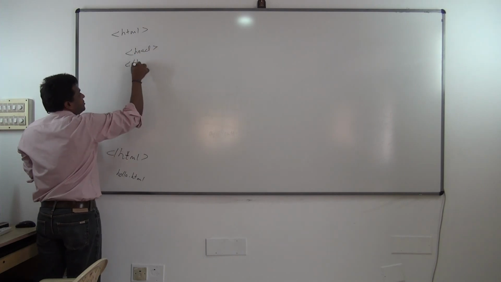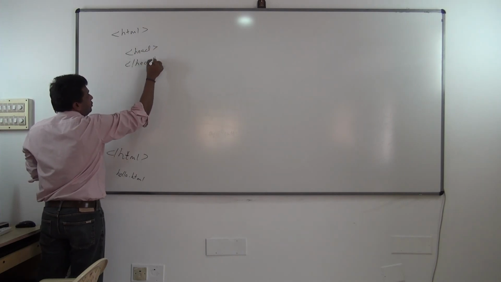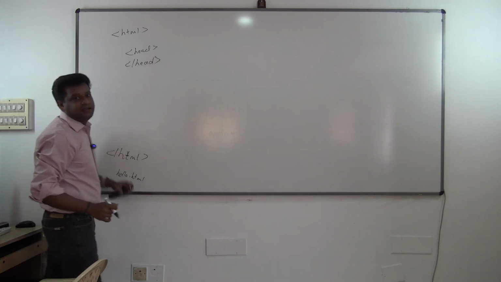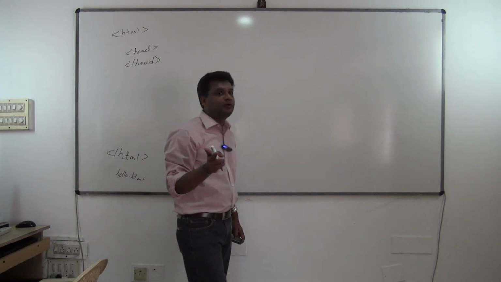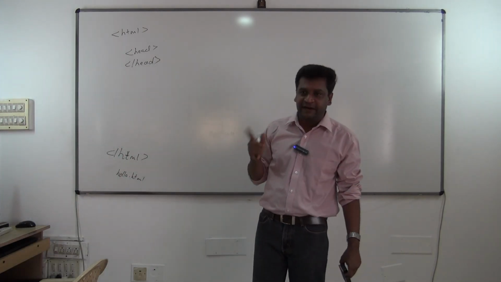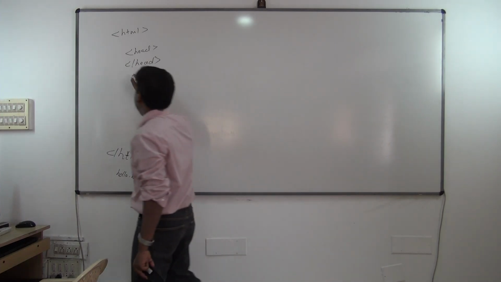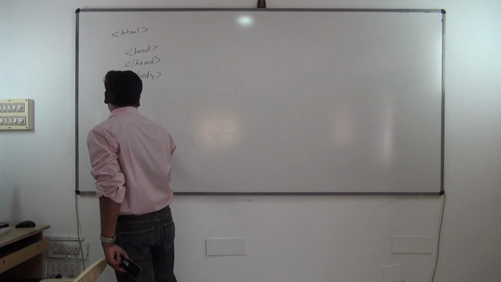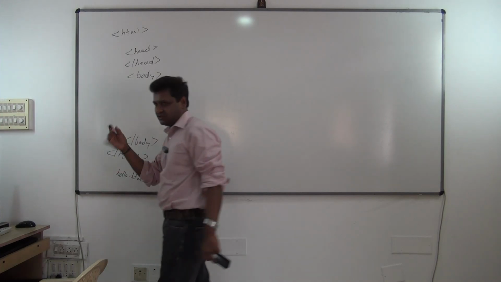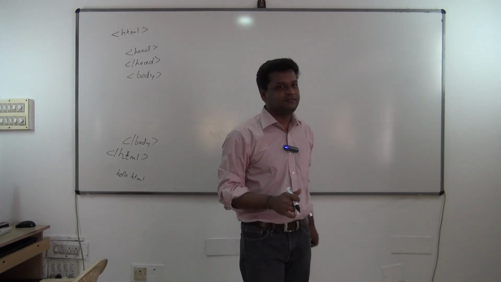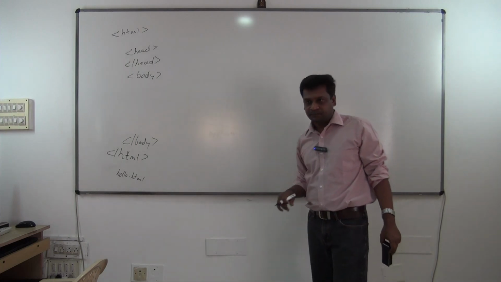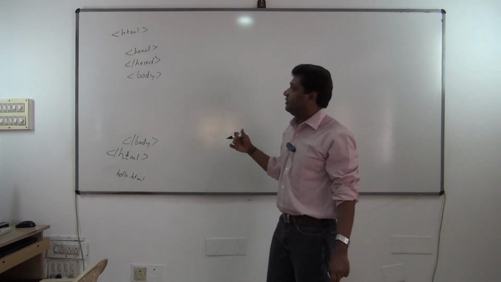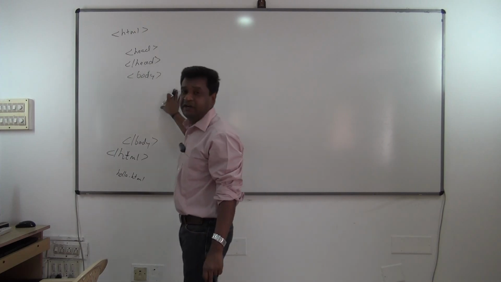The HTML tag mainly consists of two important child tags. One is called head and the other one is called body. These are the two main child tags of HTML. There are still more, but these are the two main ones. Understood? So like that, we go on writing the code now.